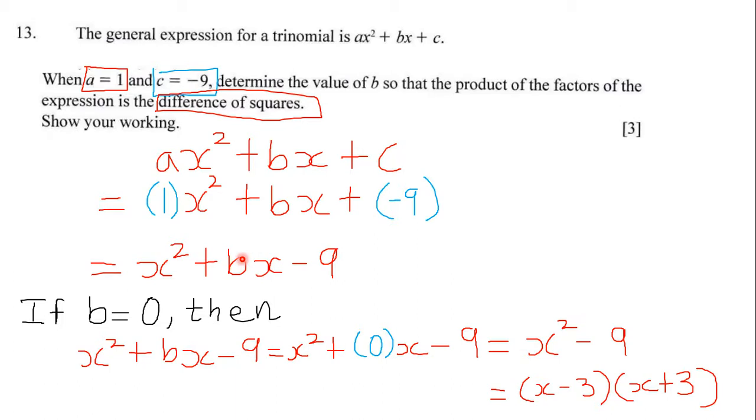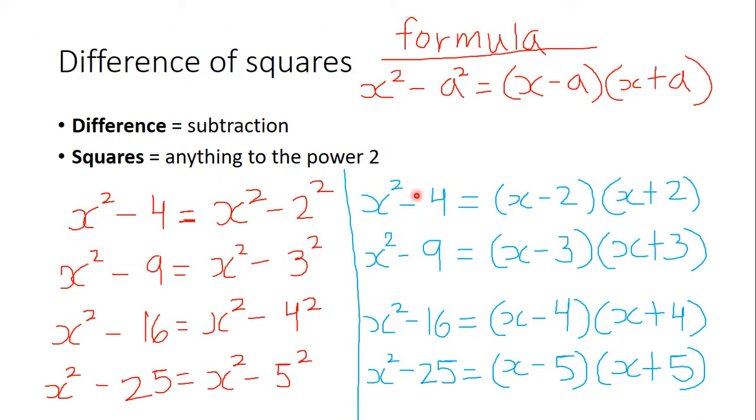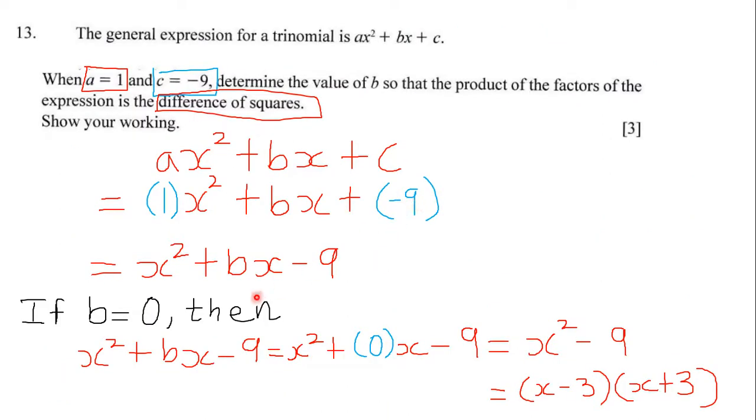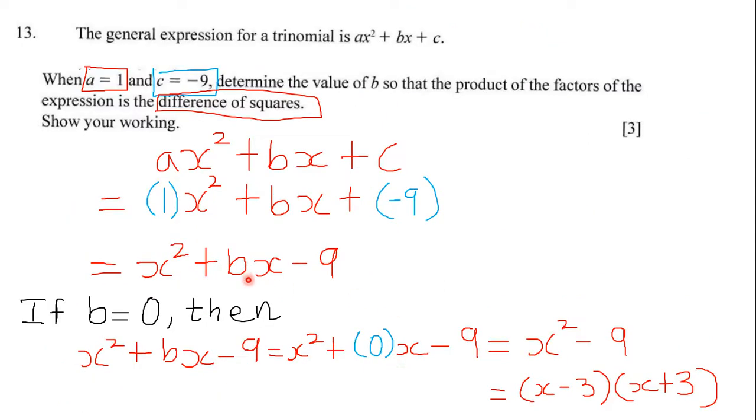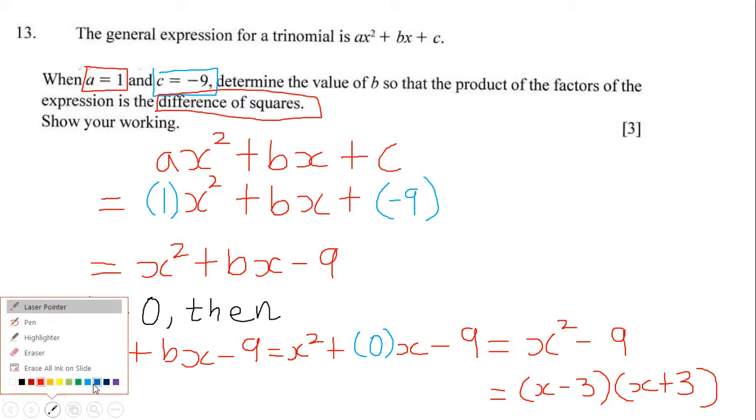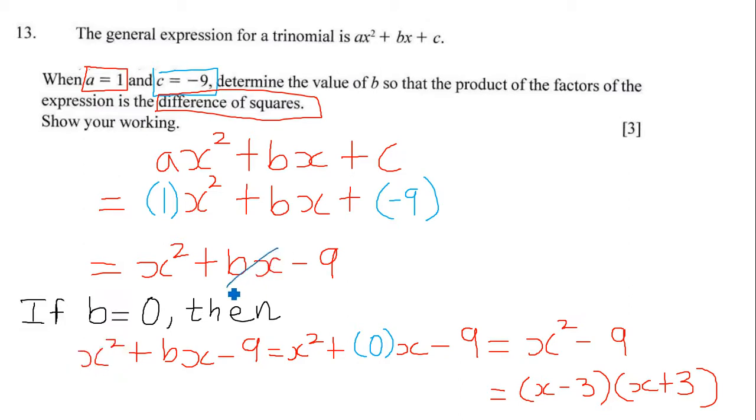I mean, choose any other number for b, then it'll be a problem because if you choose 3, it'll be 3x minus 9. And that's clearly not one of these, right? If you choose b to be 4, it'll be x squared plus 4x minus 9, and that's none of these. So the only thing we need to do is move this bx, and we only could get rid of it if b is 0. Okay, so that's the idea.